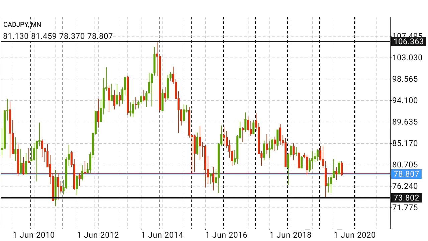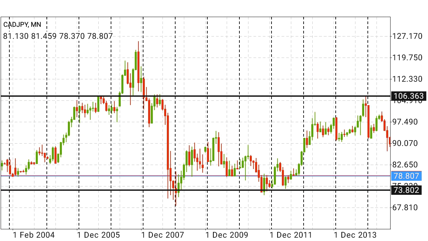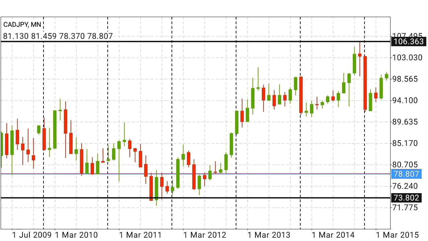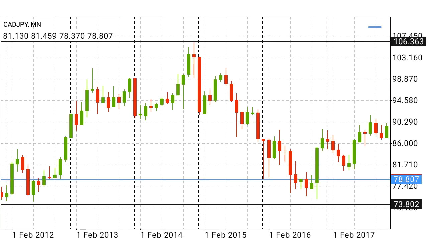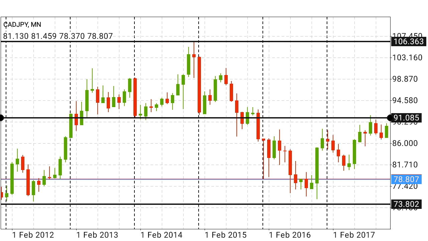Okay, so when we look at what happened previously, let me just zoom in from here. And what happened? We have something like this. Remember, we're on monthly. We have something like this here, but because of how it is done here, we might have to use a rectangle instead of a trend line.